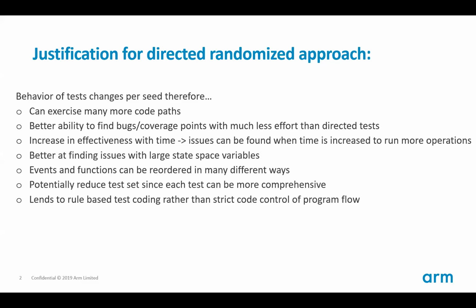So the next point plays into that and dovetails actually better at finding issues with large state space variables. I think that's pretty much a given, as I think I've justified before. And events and functions can be reordered in many different ways. So this is a critical area, which bears further explanation, particularly if you have multiple CPU nodes. What we would like to do is have the ability to run functions that could parallel other functions going on with other CPUs.